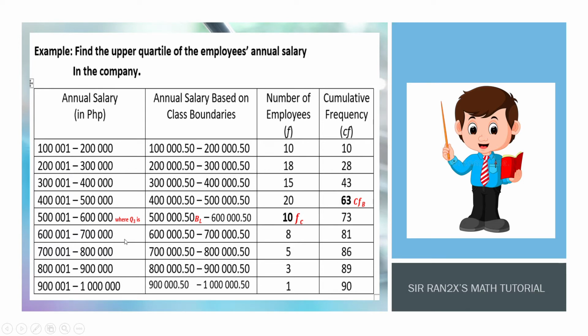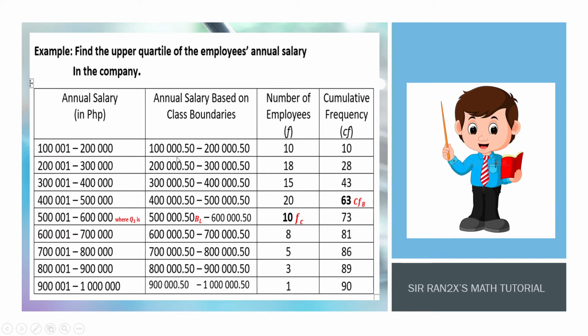Let's take it one by one. Here, as you can see, we have 1, 2, 3, 4, 5, 6, 7, 8, 9. There are 9 classes here. These class intervals are called classes. In these classes, we have the left and the right: the left are the lower limits and the right the upper limits, or the lower boundaries and the upper boundaries.